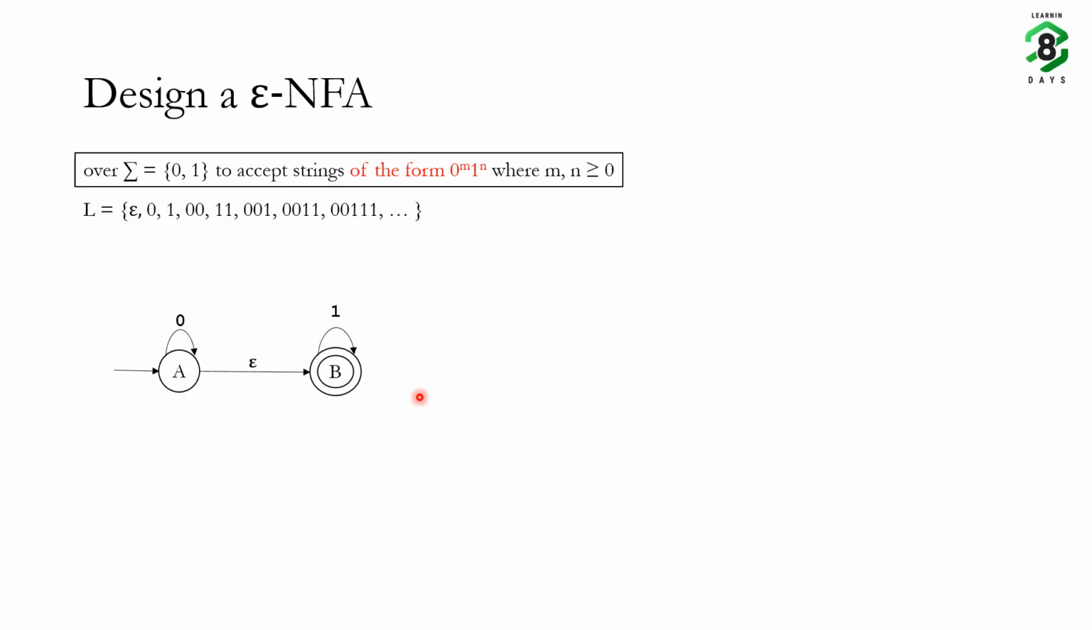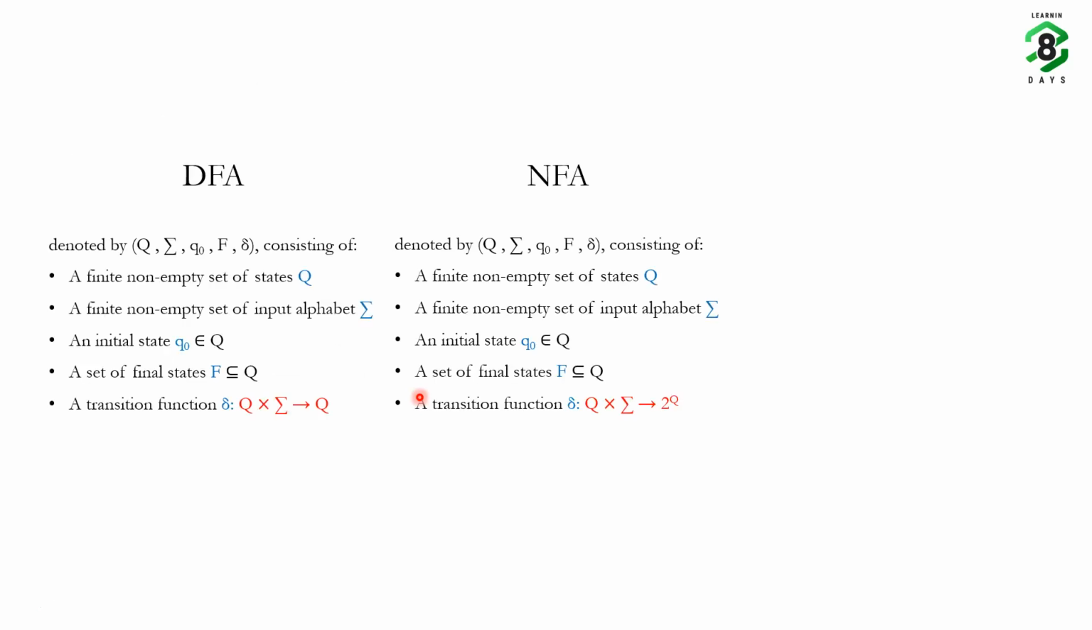So we designed NFAs because they were simpler than DFAs, and now we are going to see the design of Epsilon NFAs, which are even simpler than NFAs. Now, what is the difference between DFA and NFA? We saw that the basic difference between DFA and NFA is in the transition function, where the transition function of a DFA is a mapping from the Cartesian product of Q and sigma to Q. That means if you are given a state and an input symbol, you can tell what is the next state.